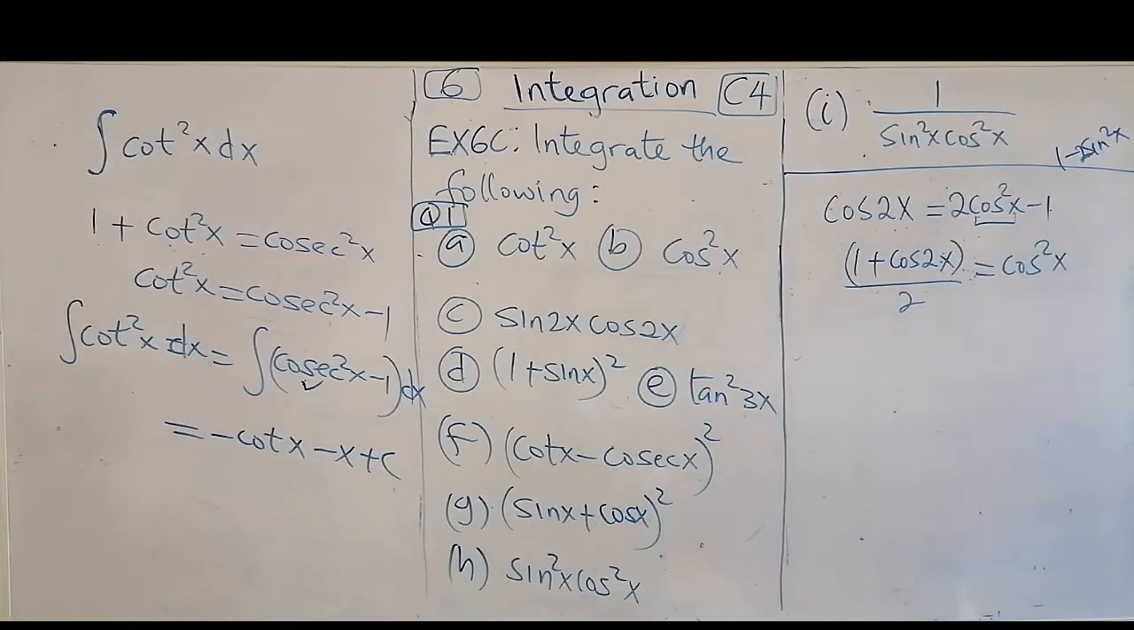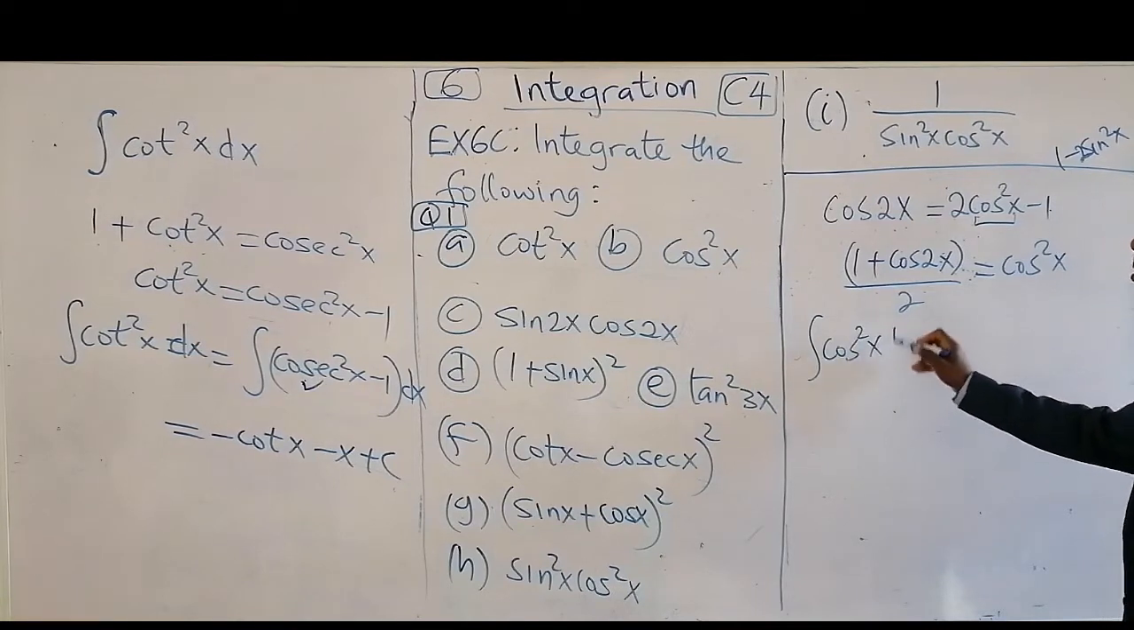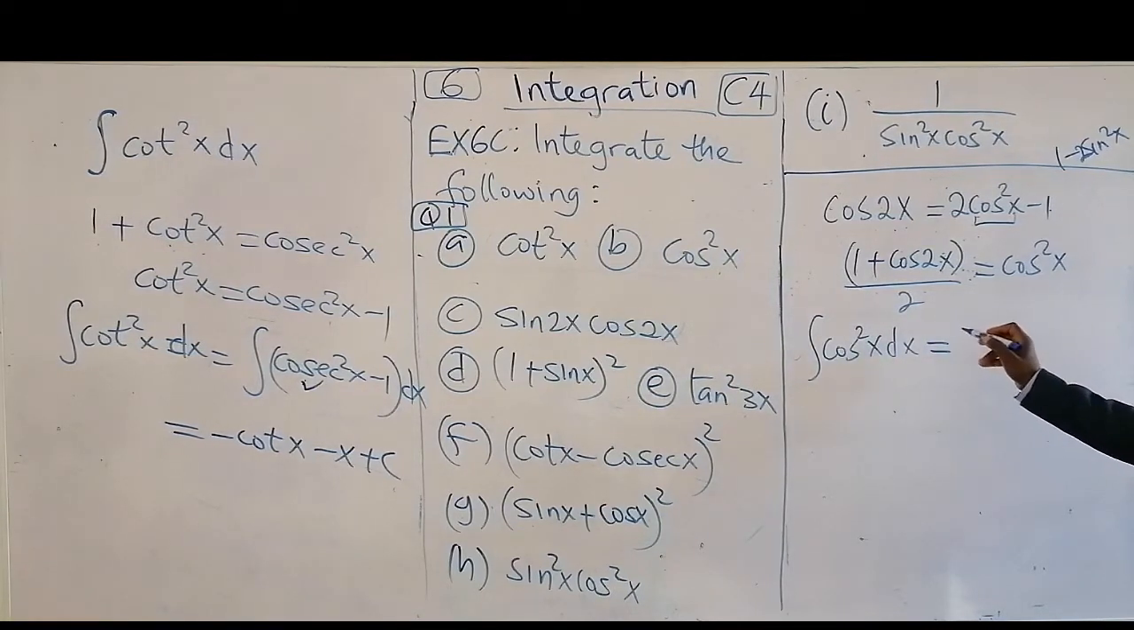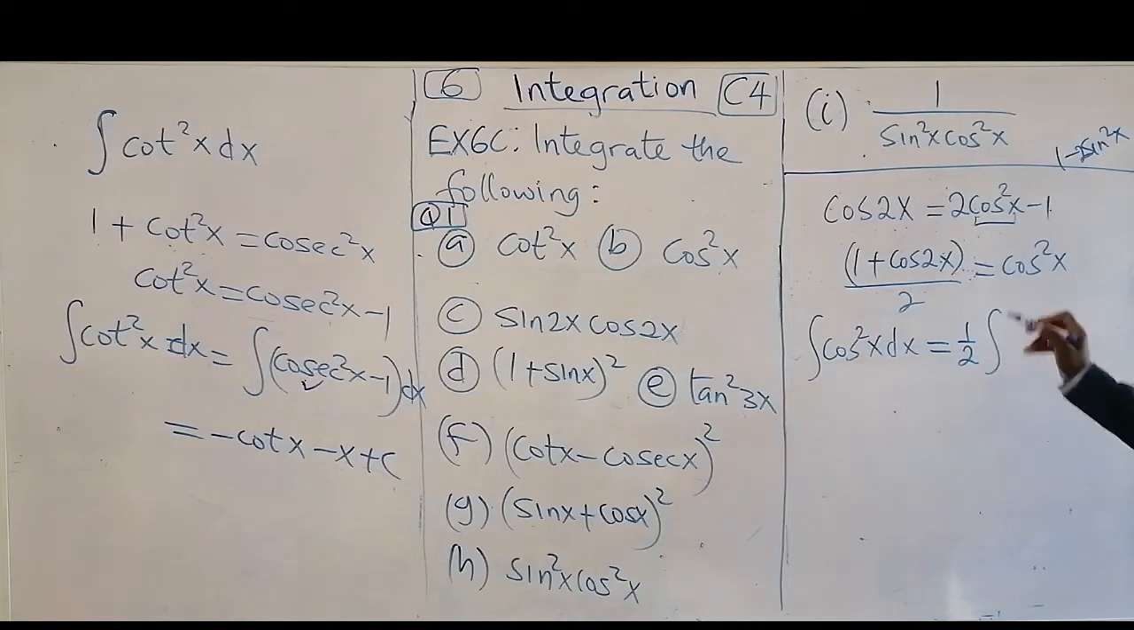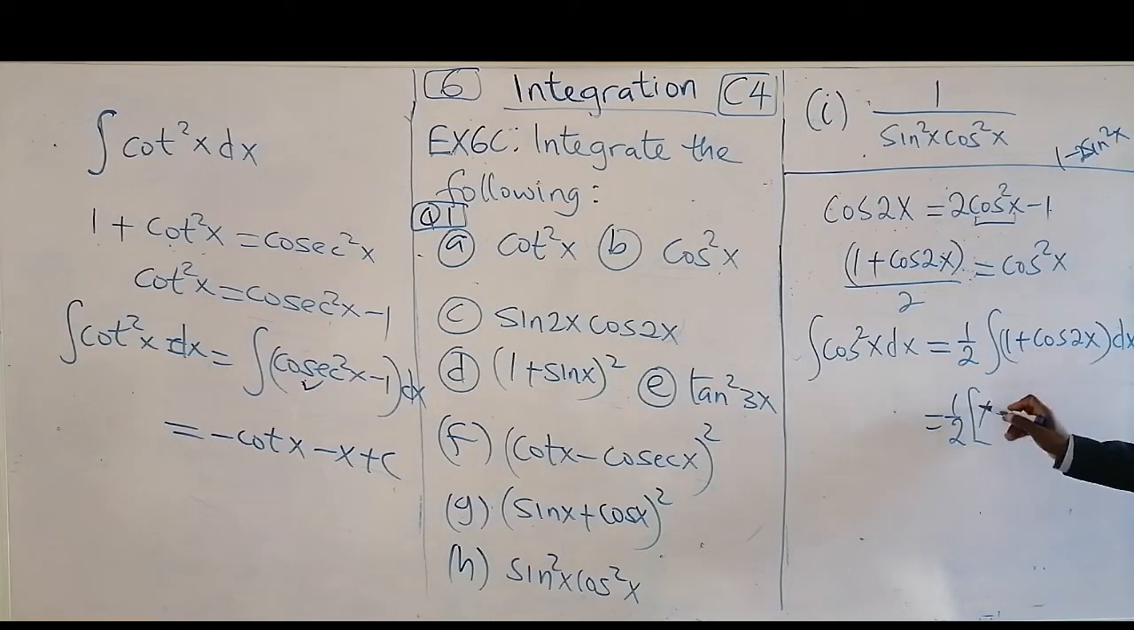That is equal to cos squared x. So the integral of this will now be equal to half outside the integral, then we have 1 plus cos 2x dx. So we now have half into brackets: the integral of 1 is x, then plus the integral of cos 2x, that's sine 2x over 2, then plus c.